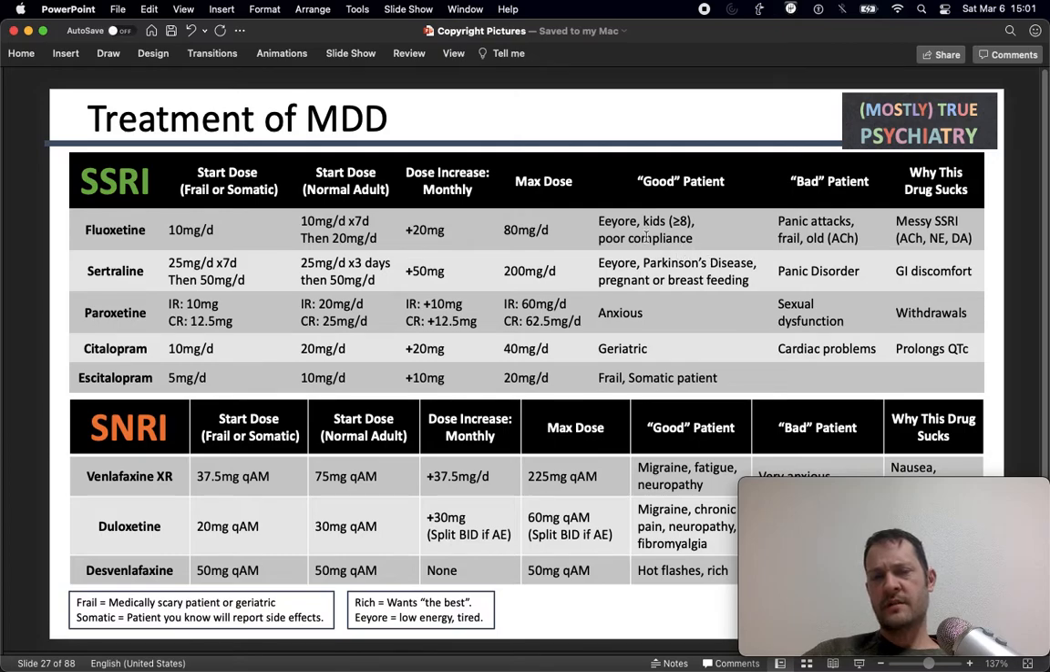I'm going to list who's a good patient. These are patients you should give it to, and you'll look smart. Bad patients, the ones you should avoid so you don't look dumb. And then why the drug sucks, right? Every drug's got a problem.